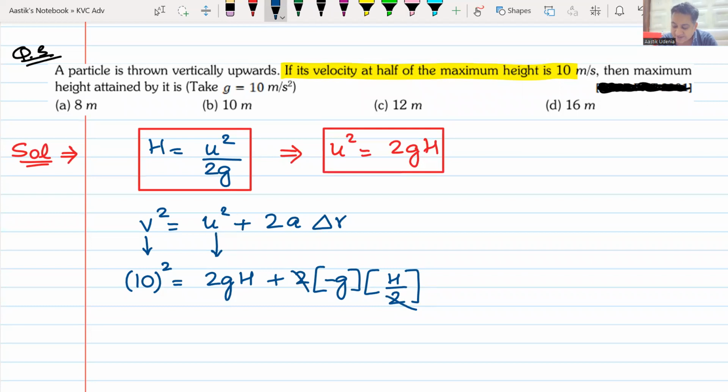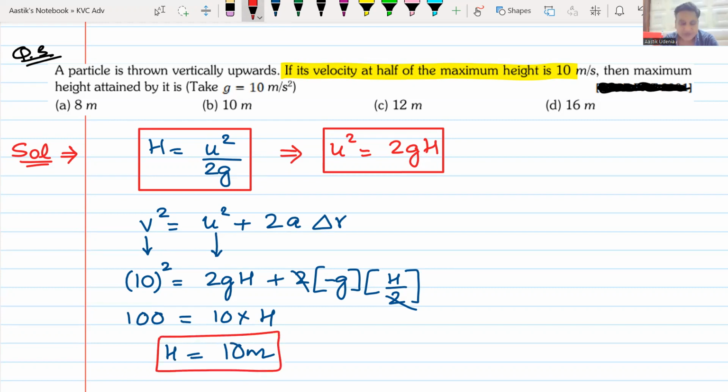2 and 2 will get cancelled. 2gh minus gh is simply g into h. So 10 square is g into h. G is 10 into h, so my h becomes 10 meters. That is the answer that we were looking at. Do you understand how I have done this? Raised hands will give me more confidence.